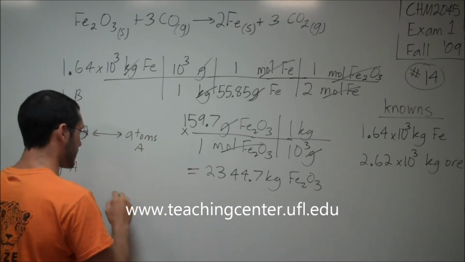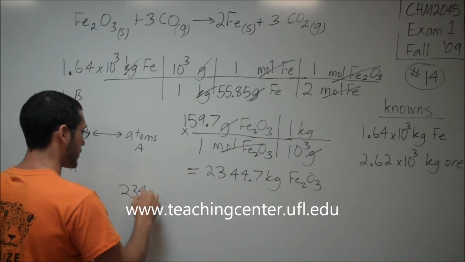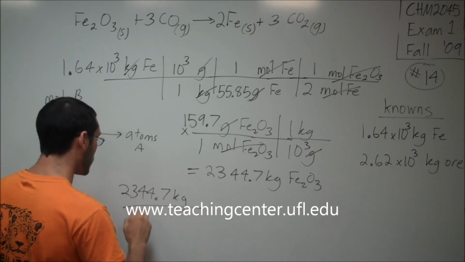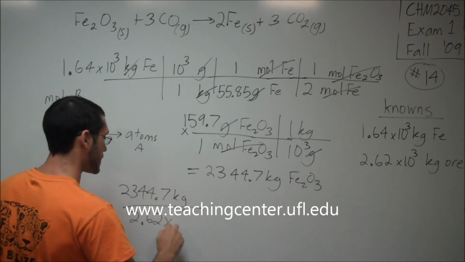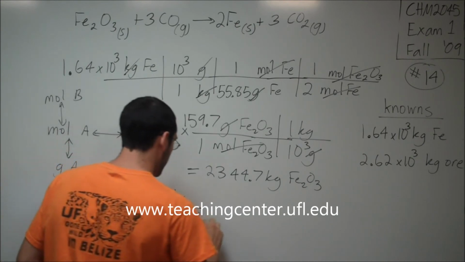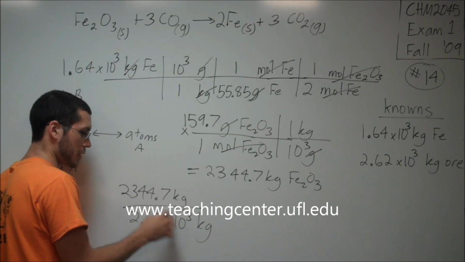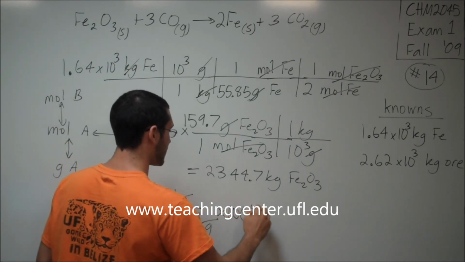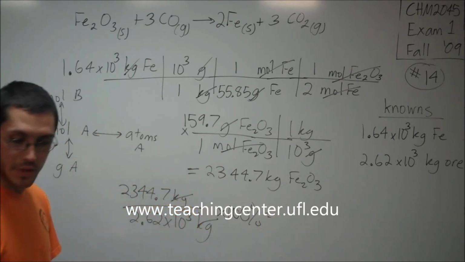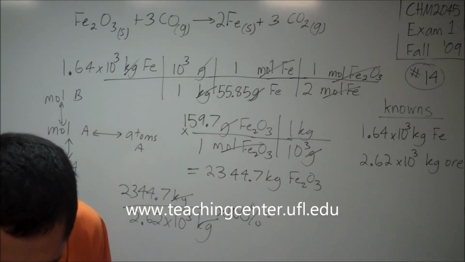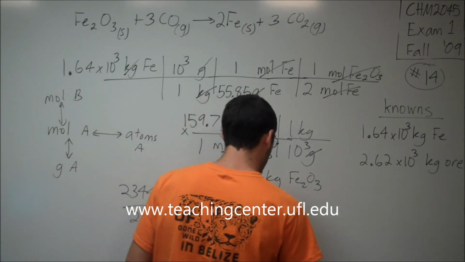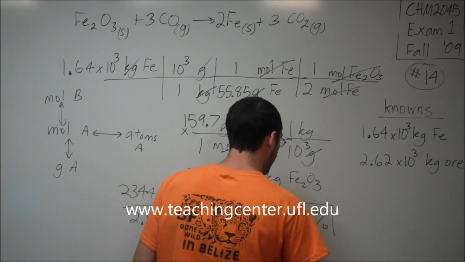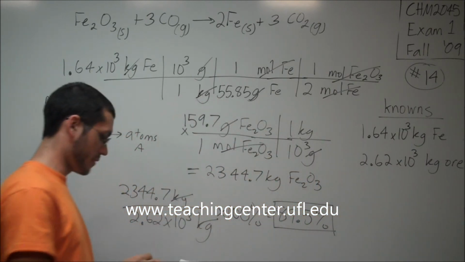Let's see what percentage this is of the whole iron ore. 2344.7 kilograms Fe2O3 divided by the whole iron ore, 2.62 times 10 to the 3rd kilograms. Make sure that you're in the same units here, because you can't divide grams by kilograms. Kilograms will cancel, multiply by 100%. And you end up with 89.5%. So that iron ore is 89.5% Fe2O3.